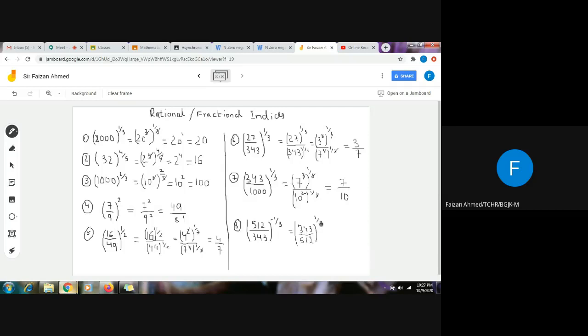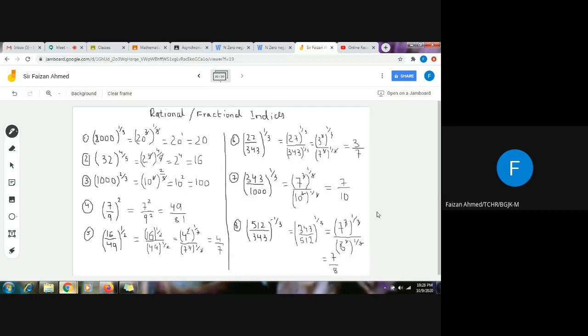And again, this is a very similar question, so I'm just writing it directly. I know that 7 cube is 343, and you have to find a number whose cube is 512. So 8 will be that number. 8 cube will be 512. So this 3 and this 3 will get cancelled out. The same thing which we are doing in the previous questions. And this will be 7 upon 8 as my final answer.